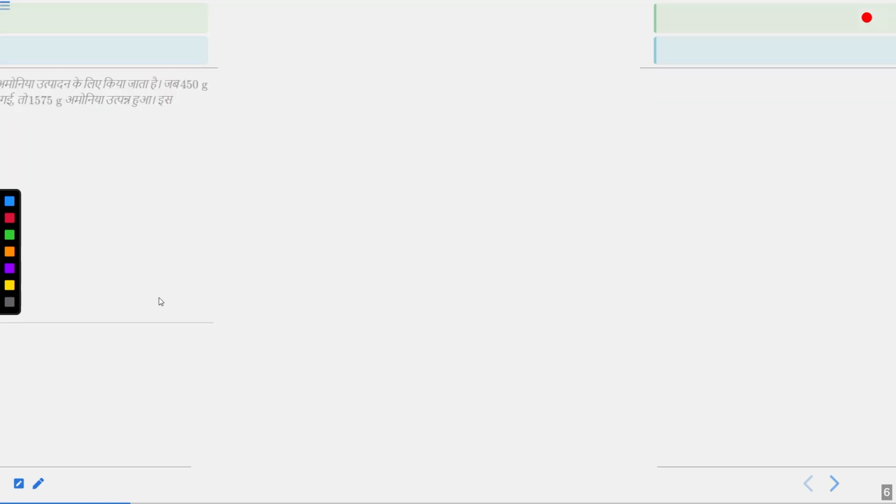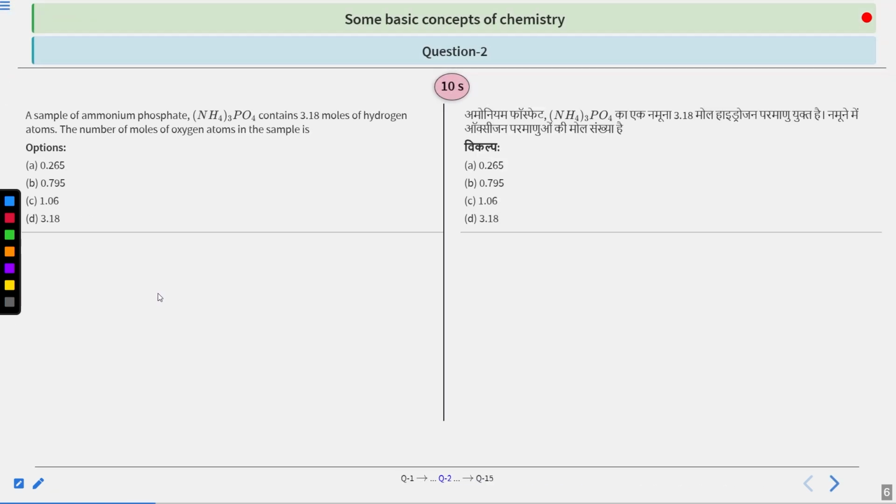Moving on to the next question. Question number 2 says that a sample of ammonium phosphate, whose formula is (NH4)3PO4, contains 3.18 moles of hydrogen atoms. The moles of oxygen atoms in the sample is how much? Options are A 0.265, option B 0.795, option C 1.06, and option D 3.18. You have 10 seconds to solve this question. Your time starts now.